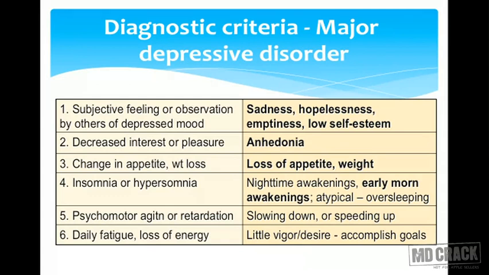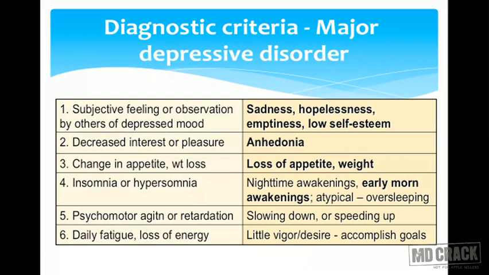And in atypical depression, you get hypersomnia. These patients typically have nighttime awakenings, and a very typical symptom is early morning awakenings. In atypical depression, you have oversleeping. Next one is psychomotor agitation or retardation, so there is much slowing down or, in a few cases, speeding up. The 6th symptom is daily fatigue and loss of energy. There's very little vigor or desire to accomplish goals.